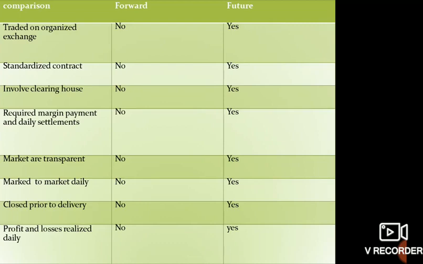Okay, so that is some amount, or it is like an advance payment that is not there in the forward contracts, whereas there is a presence of the margin payments in the future contracts. In the forward contracts, markets are transparent, the parties know each other, whereas in the future contract the parties are not known by each other. Mark to market daily. Forward contracts are not marked to market, whereas future contracts are marked or updated to the market daily. So forward contracts are not closed prior to the delivery. Future contracts are closed prior to the delivery. Under the future contract, profit and losses are realized daily, whereas under the forward contracts, no profit and losses are realized daily.